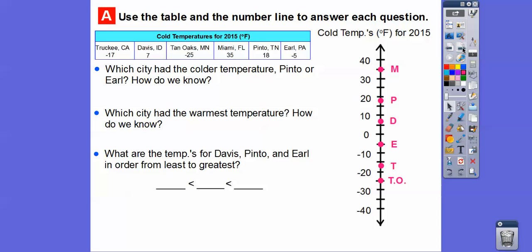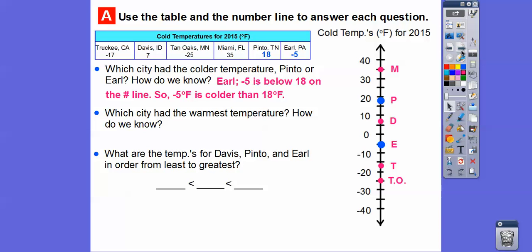So which city had the colder temperature, Pinto or Earle? And explain, how do we know this, okay? So here's Pinto right here, here's Earle right here. So which one had the colder temperature? The one that's lower on this number line right here. So Earle is negative 5, and negative 5 is below 18 on the number line, so negative 5 is colder than 18 degrees, okay?